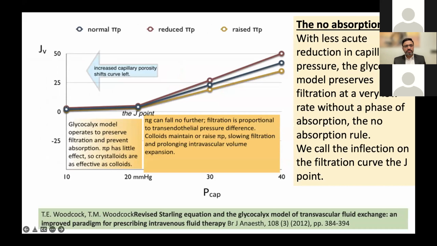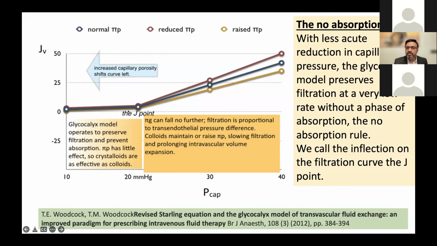So this is what has been observed: the glycocalyx model operates to preserve filtration and prevent reabsorption. If you can see the curve which is available, it's like a J. Over a large range of capillary pressures, it's almost just above zero, so a very low rate of filtration goes on. Once the capillary pressure overcomes the oncotic pressure, which is the retarding force, there's a rapid increase in the filtration of fluid. So this J point concept is important in two ways.